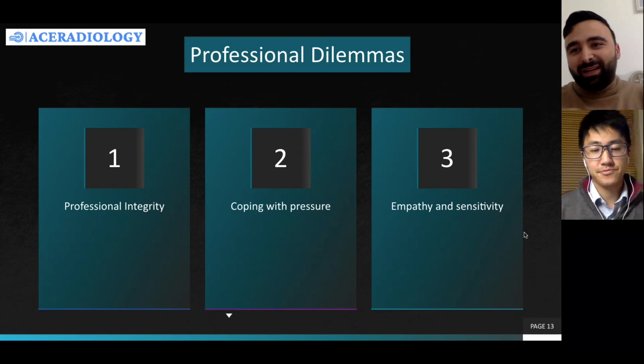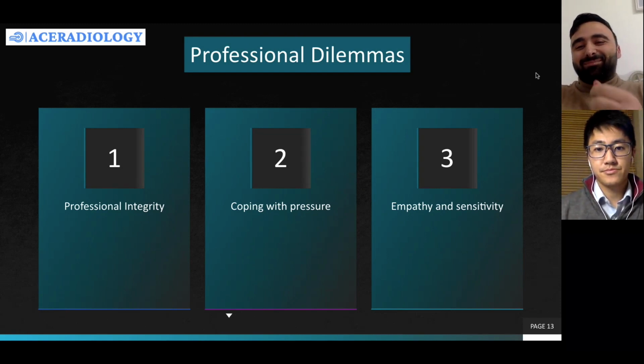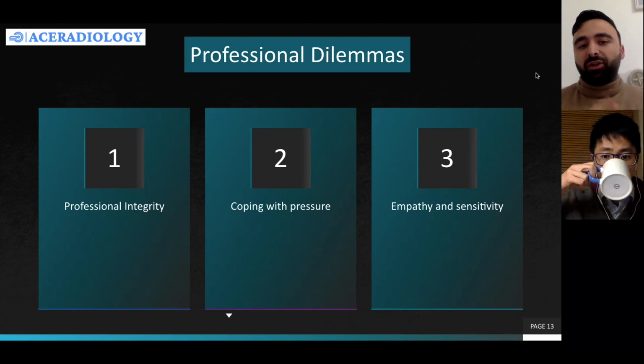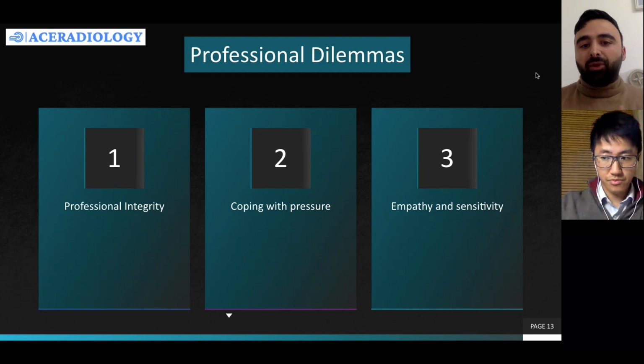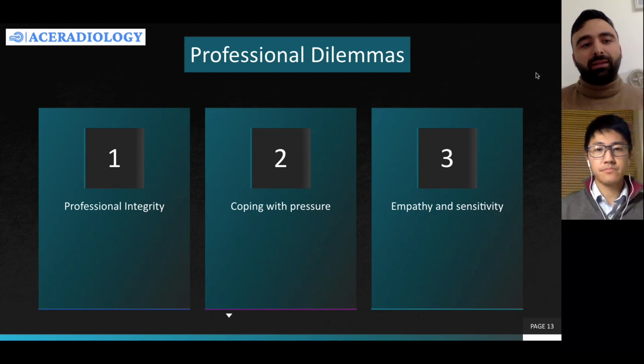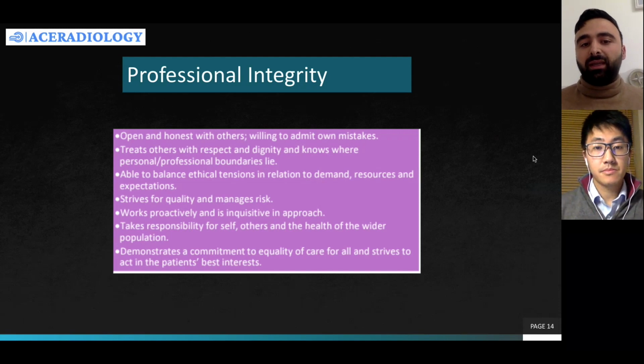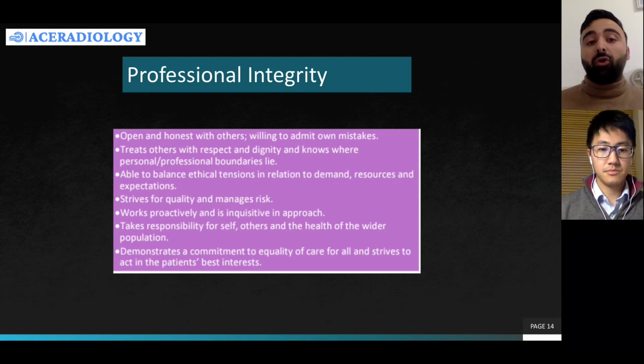Now, professional dilemmas, the bane of this whole process. Okay, so 3 key areas that they're testing you on: professional integrity, coping with pressure, and empathy and sensitivity. So professional integrity obviously is about honesty, if you're a trustworthy doctor, if you strive for quality, and if you can manage the risk really well, and if you prioritize the care of your patient as your first concern, and are always open and honest.